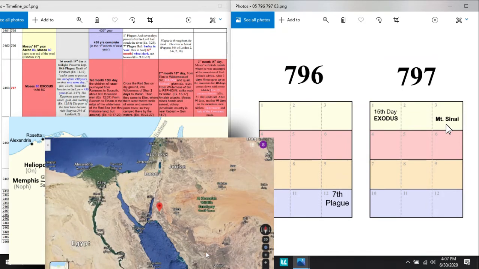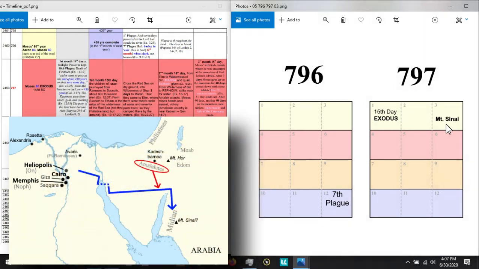However, we know for certain that Mount Sinai, wherever its location, burned with fire in the 3rd month of year 797 from the flood. And this was the month that all Israel arrived there. This was the month that Moses went up on Mount Sinai for 40 days, and then came down, and the people had made a golden calf, and Moses broke the stone tablets in anger. After 40 days passed, Moses went up for another 40 days, and then came down with the new tablets, as well as the instructions for building the Ark of the Covenant and the tabernacle.